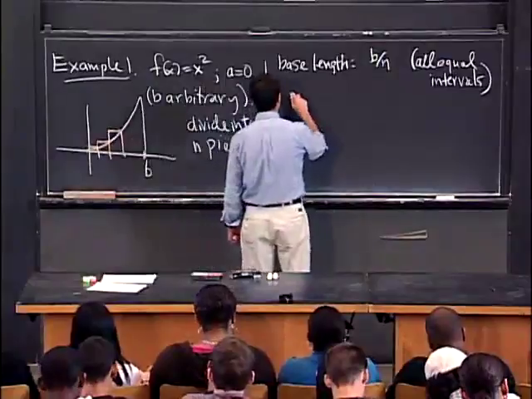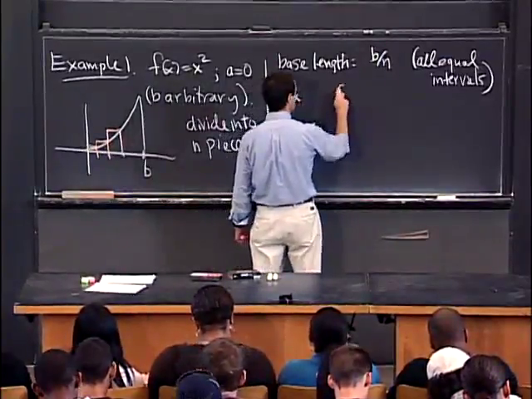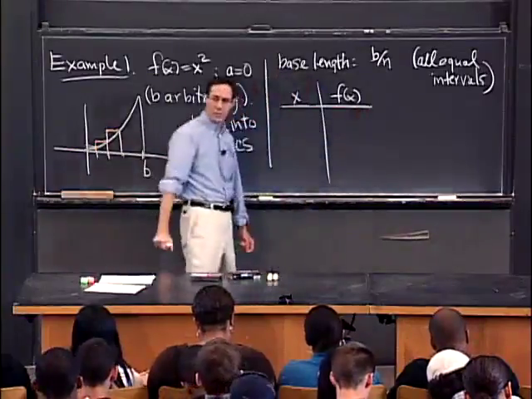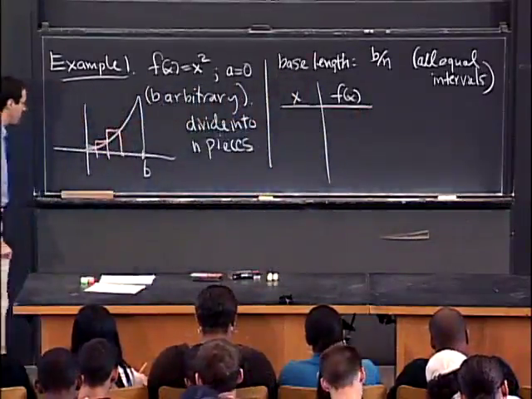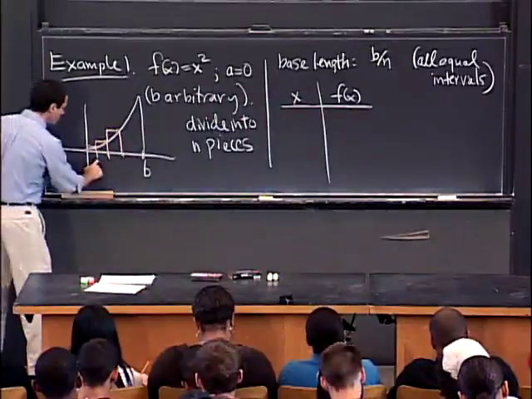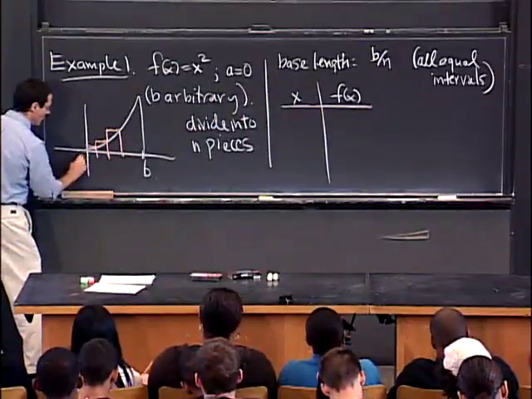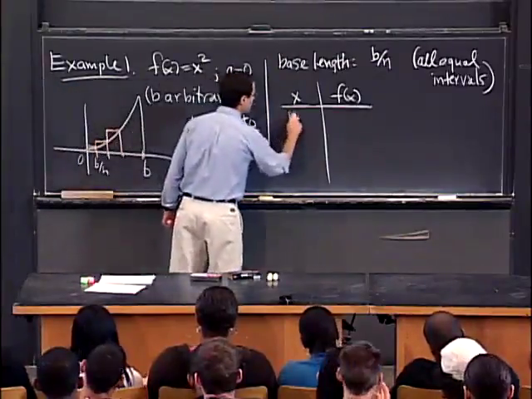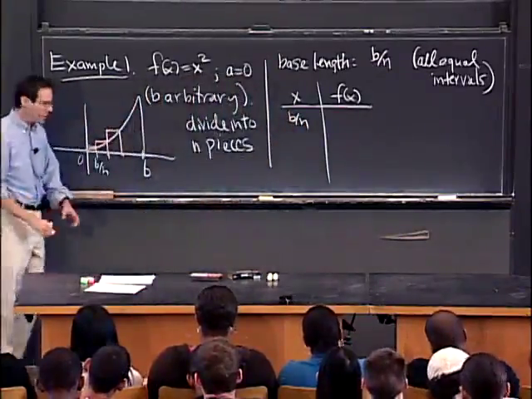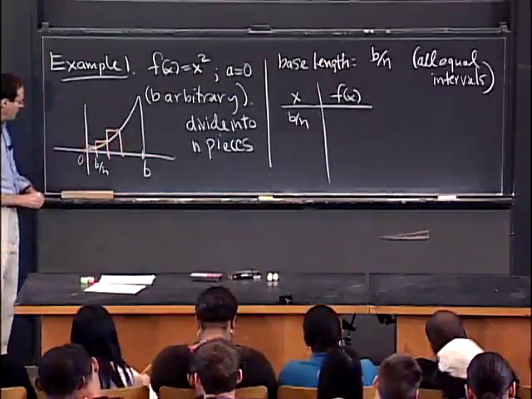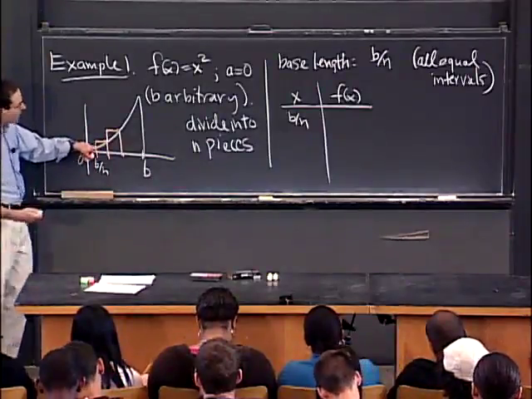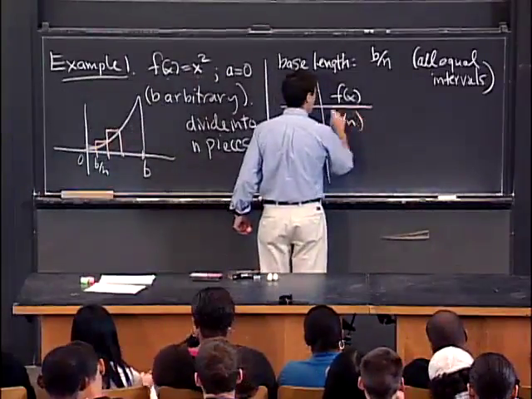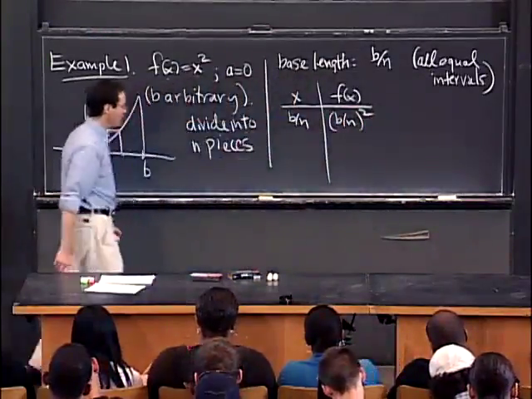And in order to keep track of the heights, I'm going to draw a little table here with x and f of x and plug in a few values just to see what the pattern is. The first place here after 0 is b divided by n. So here's b divided by n. That's an x value. And the f of x value is the height there. And that's just, I evaluate f of x. F of x is x squared. And that's b divided by n, the quantity squared.